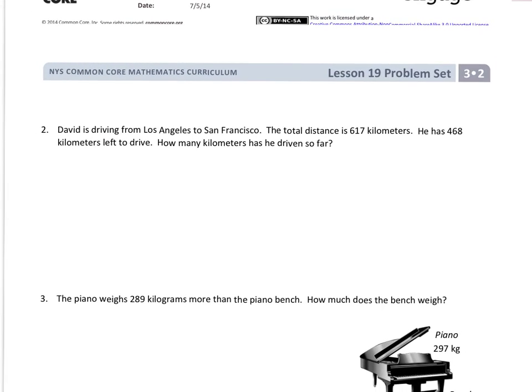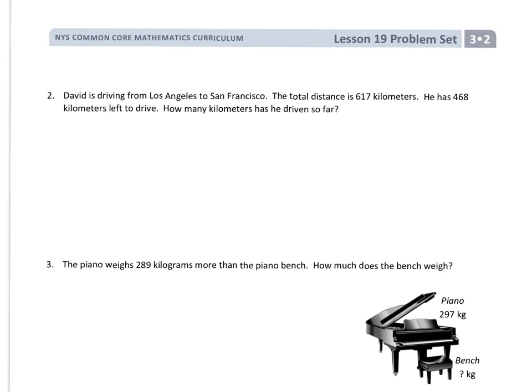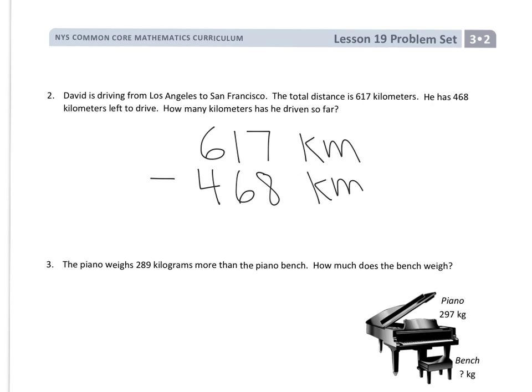David is driving from Los Angeles to San Francisco. The total distance is 617 kilometers. He has 468 kilometers left to drive. How many kilometers has he driven so far? So that word left and how many are going to be keywords for us when we're doing subtraction. That lets me know that I'm doing a subtraction problem whenever I see those words. It's very important to remember with subtraction that we always put the bigger number on top. So 617 kilometers minus 468 kilometers.